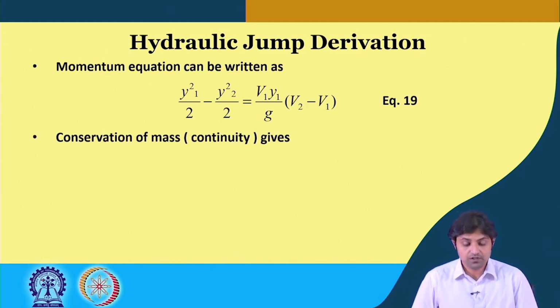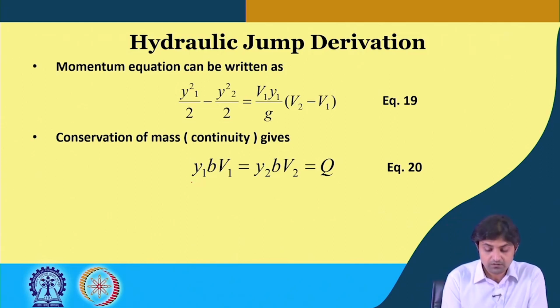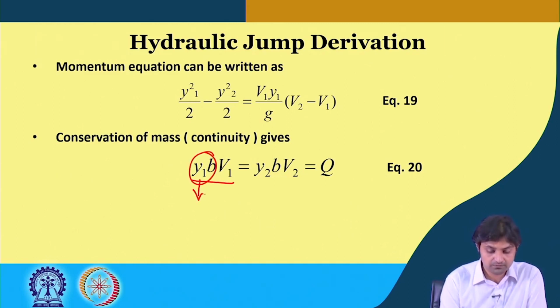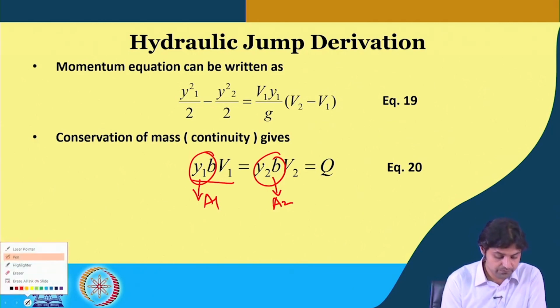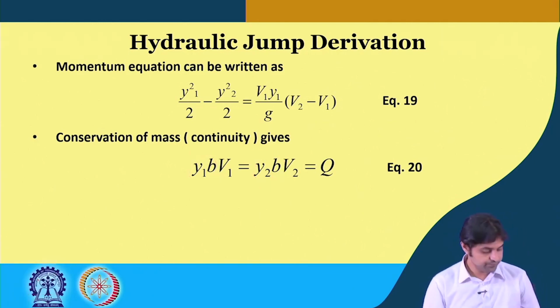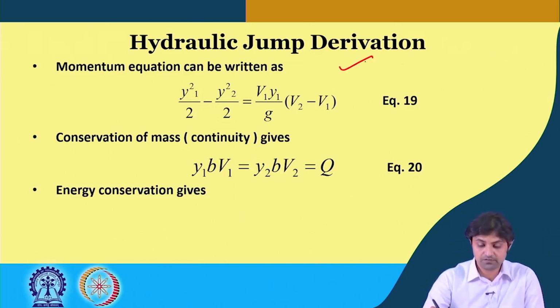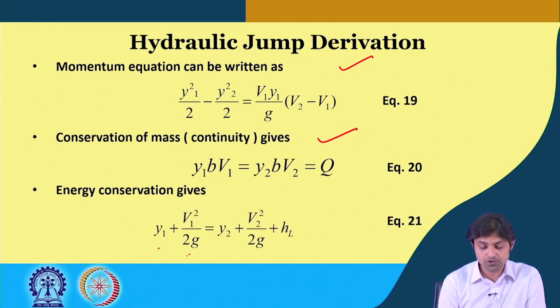If we use the conservation of mass, that is the continuity equation, it will give us Y1 B1 V1, that is A1 V1, equals A2 V2, which is Q, as we have already written before. And the energy conservation: we have applied momentum conservation, we have applied continuity, now we will write energy conservation between point 1 and 2: Y1 plus V1 square by 2g is equal to Y2 plus V2 square by 2g plus HL.